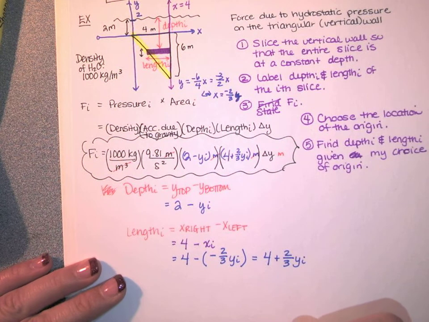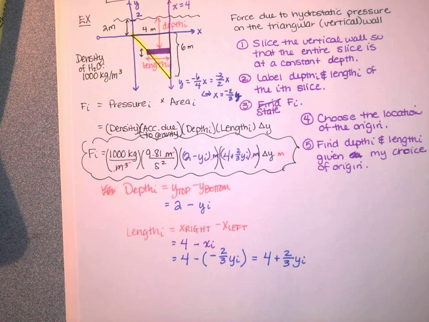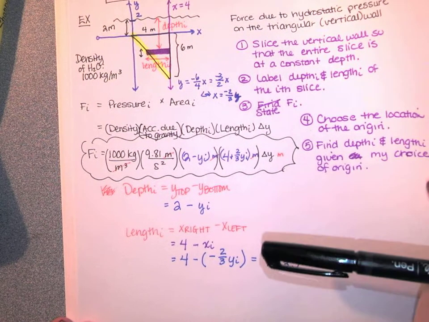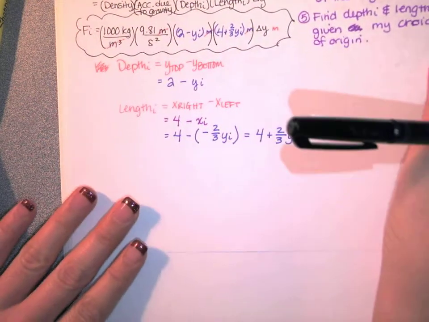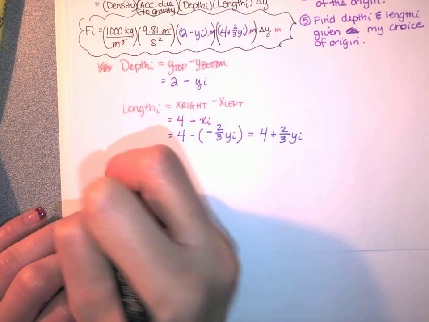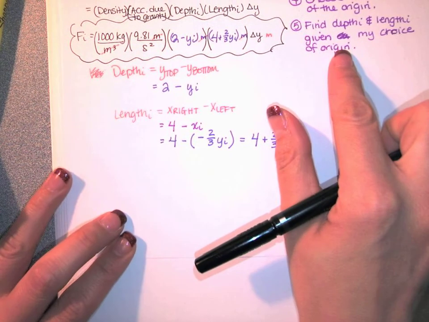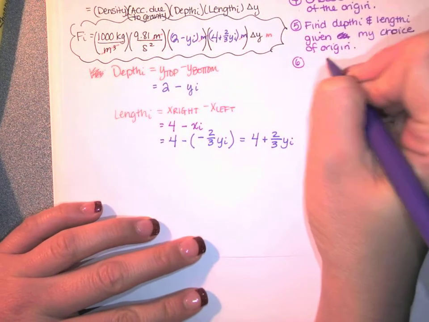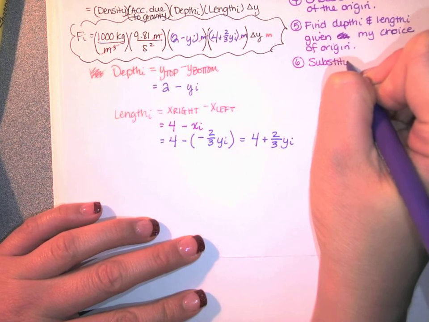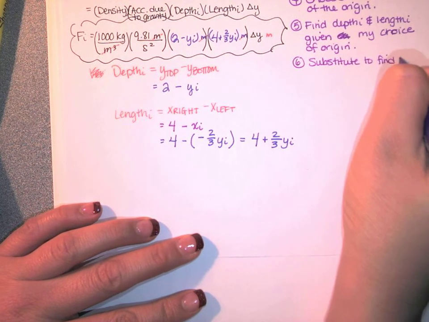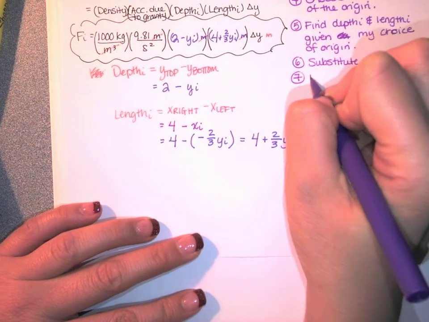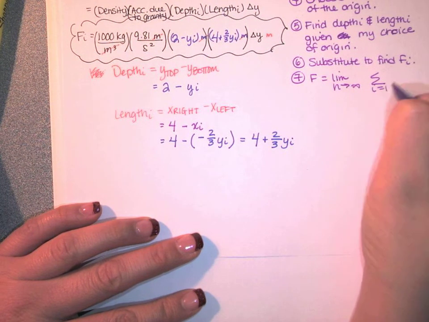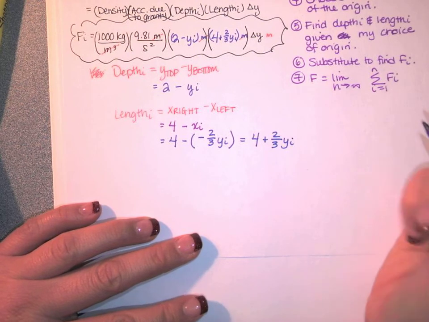We're right here. Now if I want the force on the whole thing, I need to take the limit as the number of pieces goes to infinity, set up the integral, and decide on the correct bounds. So we found the depth and length given the choice of origin. We substituted those in. Then your next step is to state that F is the limit as the number of pieces goes to infinity of the sum of the forces on those n pieces, and that's an integral.